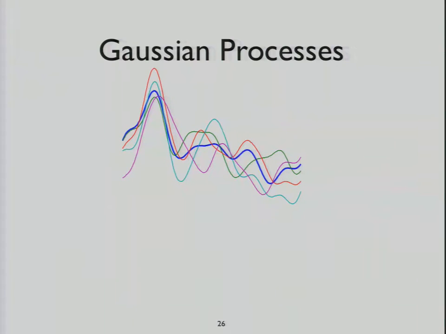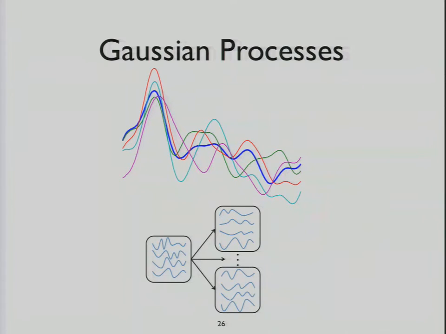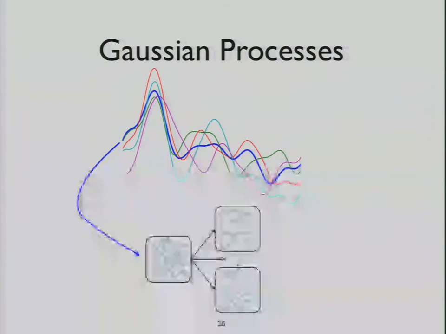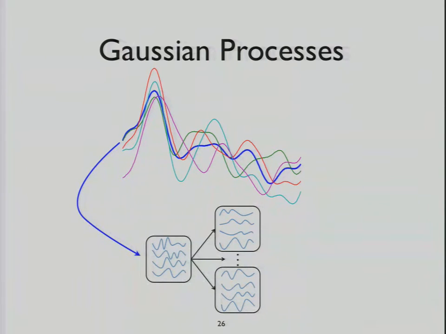So I'm jumping a little ahead here, but I'm going to be talking about a hierarchy of latent processes. This hierarchy is such that the parent forms the mean that we'll use to draw each of the children. So the children are centered around the mean parent latent process.